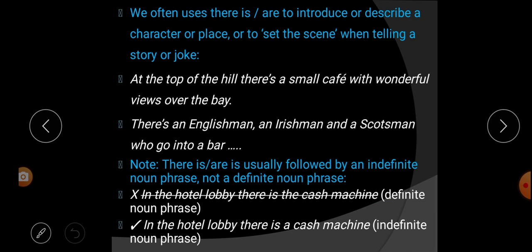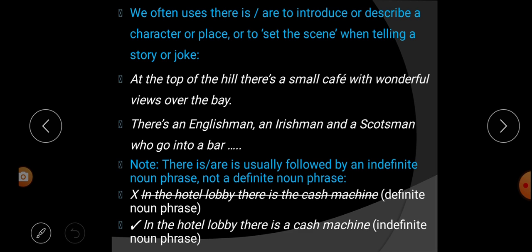Why? Look at here: the cash machine. We know that the article the is a definite article. So it is a definite noun phrase. Cash machine is a noun. That's why the definite article plus noun, joined together, forms a noun phrase. So it is incorrect.